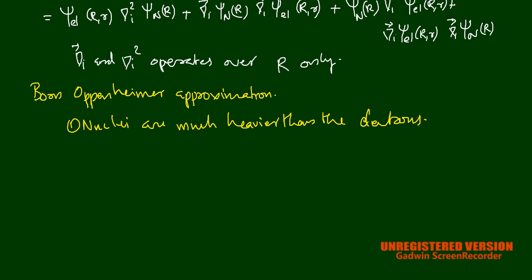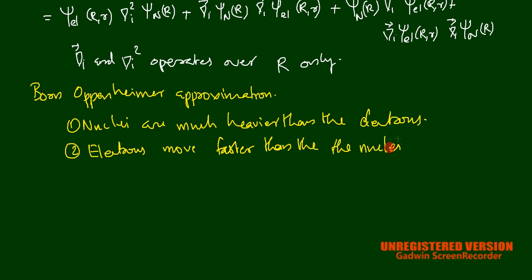And then what is the consequence of that? Since nuclei are much heavier than the electrons, electrons move faster than the nuclei. So this is the Born-Oppenheimer approximation.